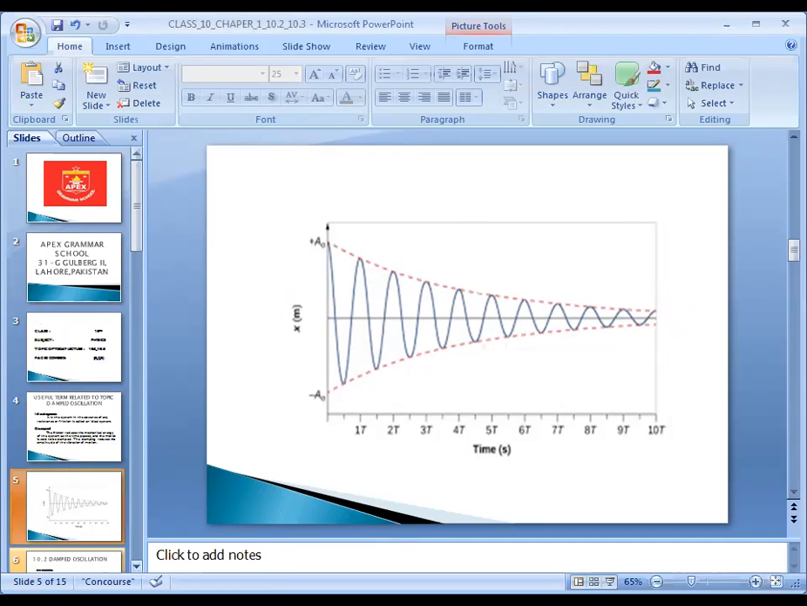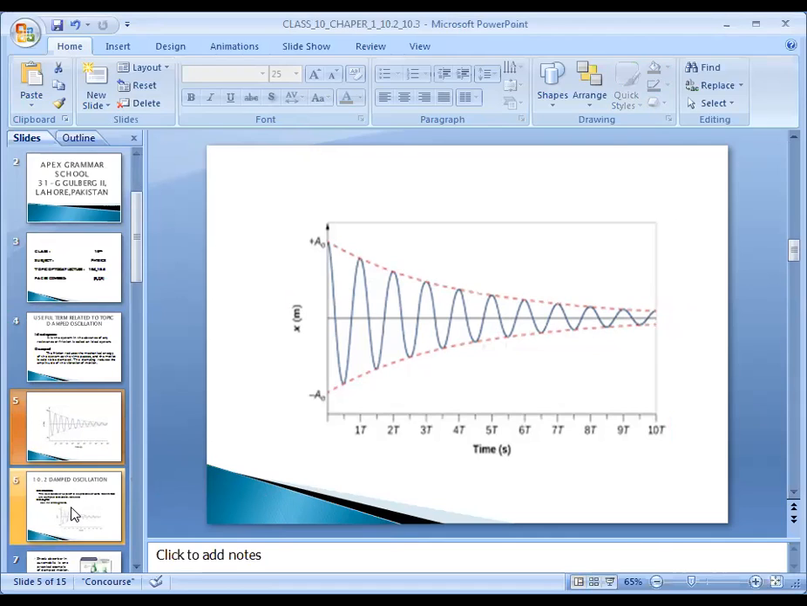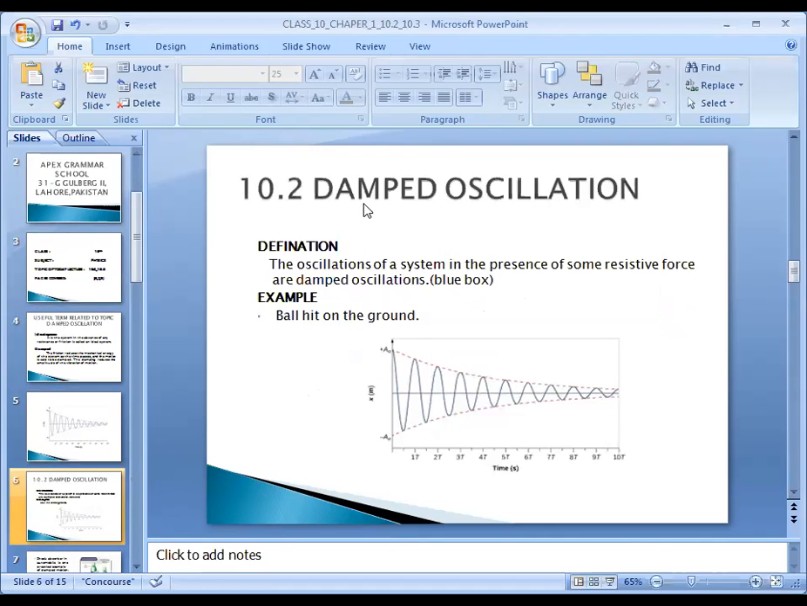So this is damped. And next, damped oscillation. We talked about damped oscillation. The oscillation of a system in the presence of some resistive force is damped oscillation. In the blue box, you can find this definition. And then I gave you the example of damped oscillation, where the amplitude goes on decreasing. Next, we talked about a very practical example of damped oscillation.